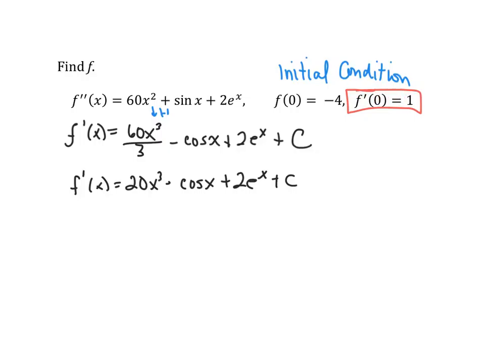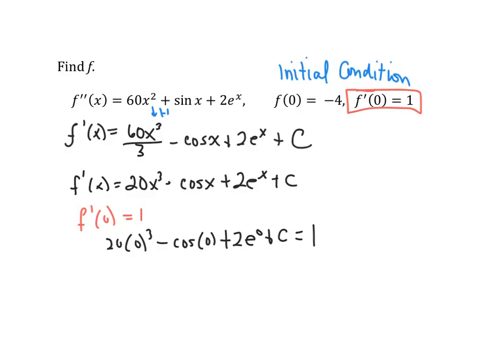Now let's use this condition right here. I'm going to write it in red. f prime of 0 is equal to 1. That means we're allowed to plug in 0 for all the x's here, and when we do that, we should get a 1. So when we do these computations, we get 20 times 0 cubed minus cosine of 0 plus 2 e to the 0 plus c. And this, according to our initial condition, is supposed to be 1.